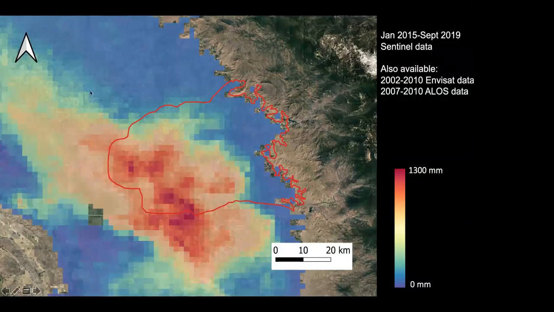So here's the Sentinel data, here's the InSAR data, here's my Kaweah area. And this is again, looking at the deformation in this area.